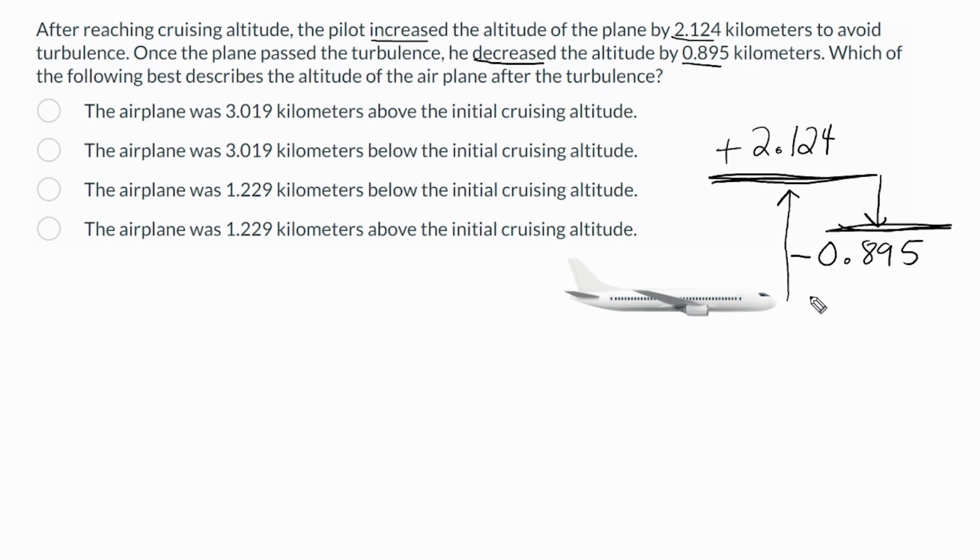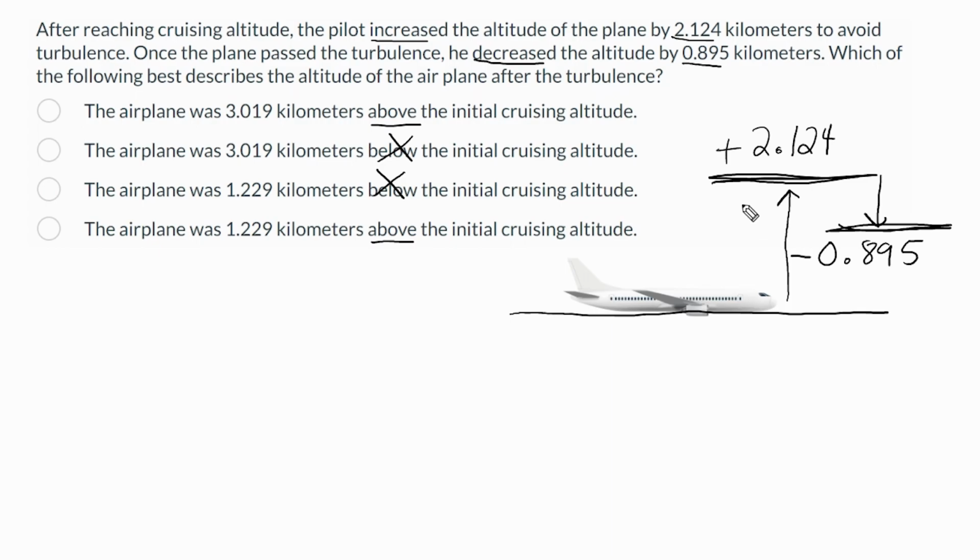All right, so we already know that the plane is going to be higher than what it initially was because it had more of an increase in altitude than it did a decrease. So we know it's going to be above whatever this initial cruising altitude was. So it might be this one because it says above, or this one. So we can eliminate the two choices that say below the initial cruising altitude.